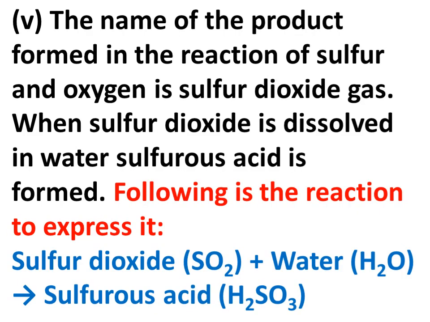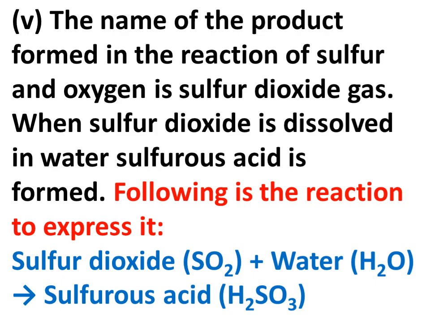What will happen now? Fifth step: the product formed in the reaction of sulfur and oxygen is sulfur dioxide gas. When sulfur dioxide is dissolved in water, sulfurous acid is formed. When sulfur dioxide dissolves in water, that is H2O, sulfurous acid will form, that is H2SO3.